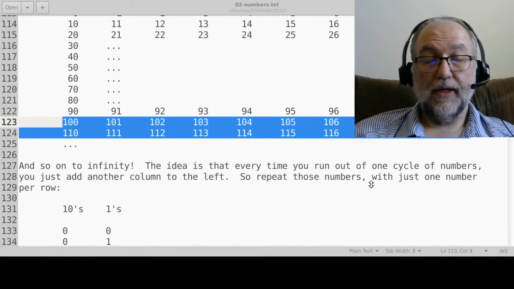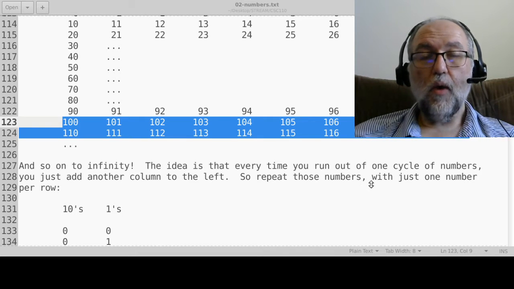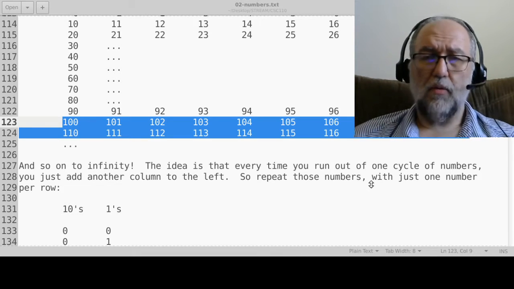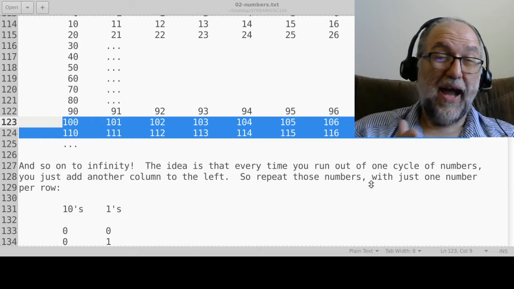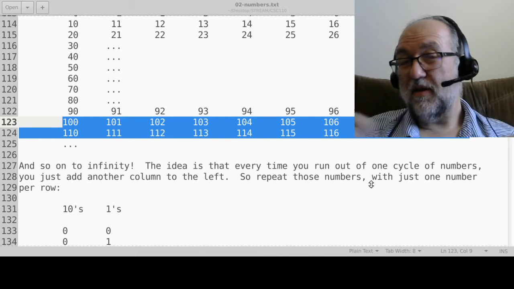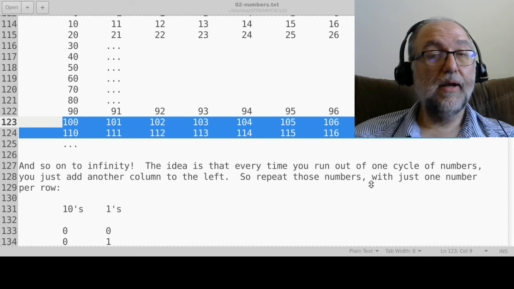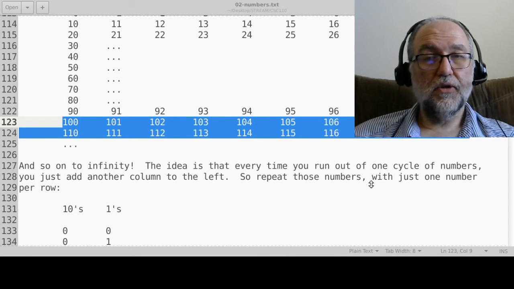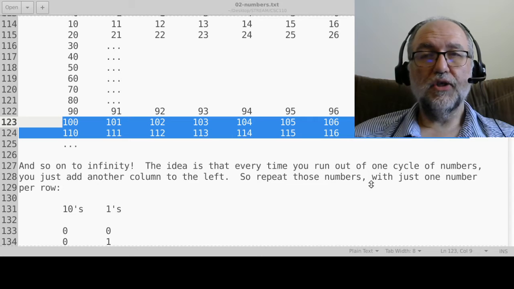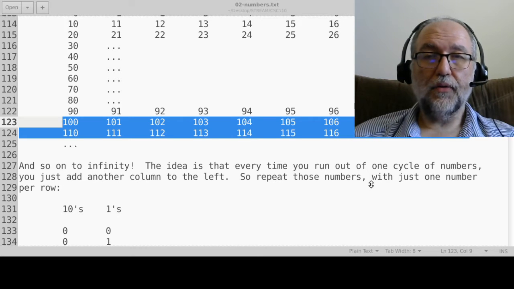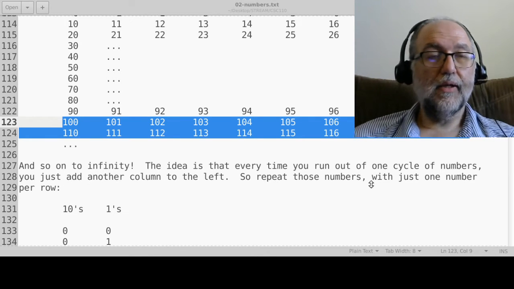And you say, well, when can I stop adding columns to the left? Well, in principle, you can always add a column to the left. In practice, your number might be bigger than you can fit on a page or something like that, but you can make some really big numbers this way. That's one advantage. The other advantage, which we'll get to next lecture, is addition. And so let's continue.